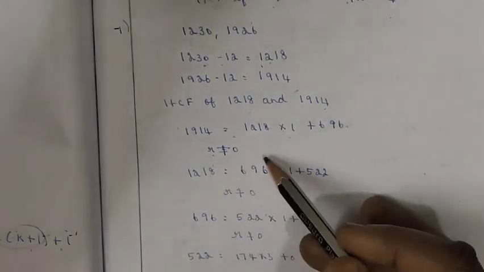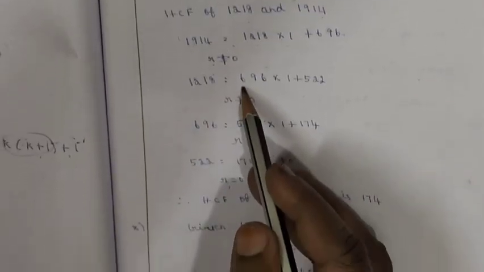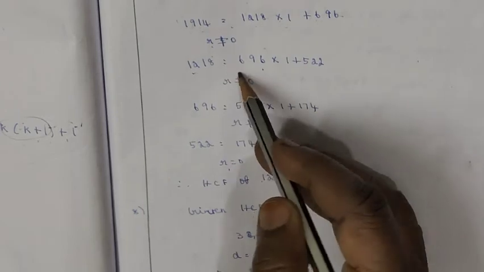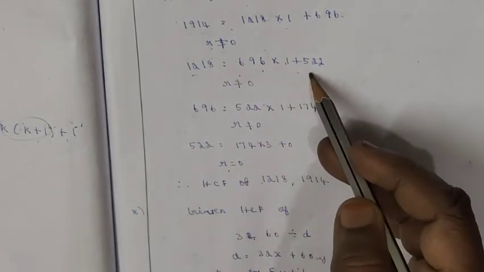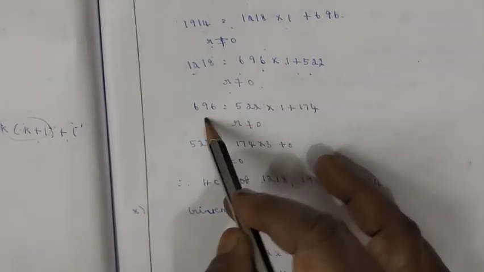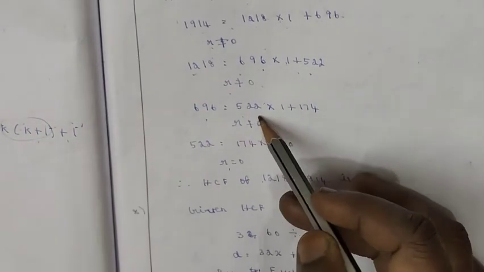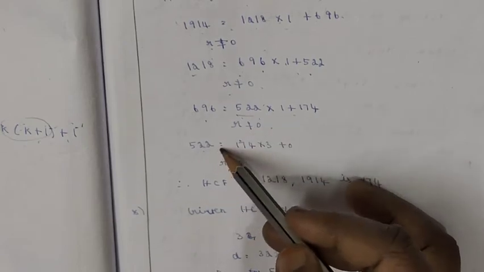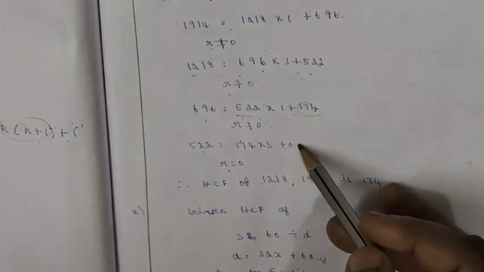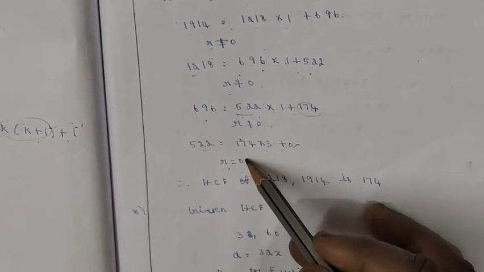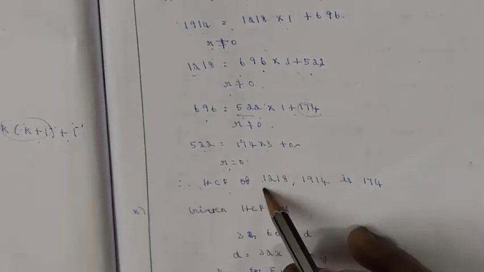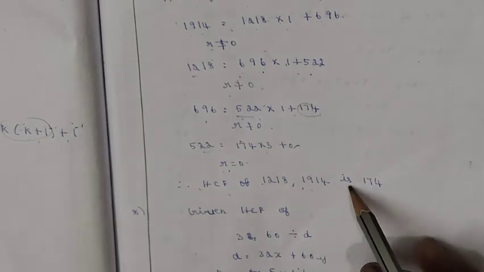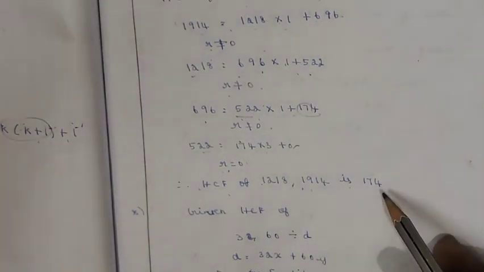Now r not equal to 0. So 1,218 equals 696 into 1 plus 522. r not equal to 0. So 696 equals 522 into 1 plus 174. Now again r not equal to 0. So 522 equals 174 into 3 plus 0. Now we have got r equal to 0. So HCF of 1,218 and 1,914 is 174.